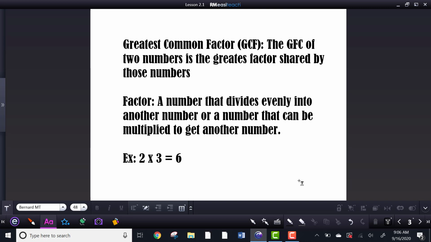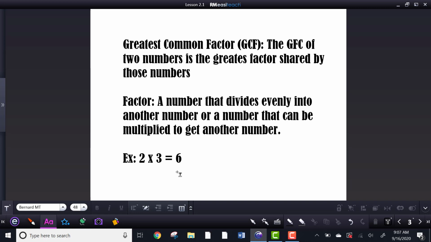So GCF of two numbers is the greatest factor shared by those numbers. So you'll want to write that down. And then when you think about what a factor is, a number that divides evenly into another number, or a number that can be multiplied to get another number. For example, 2 and 3 are both factors of 6. So in other words, 2 can be multiplied by another number to get to 6. 3 can be multiplied by another number, which is 2, to get to 6. And also, 2 can go evenly into 6, and 3 can go evenly into 6.